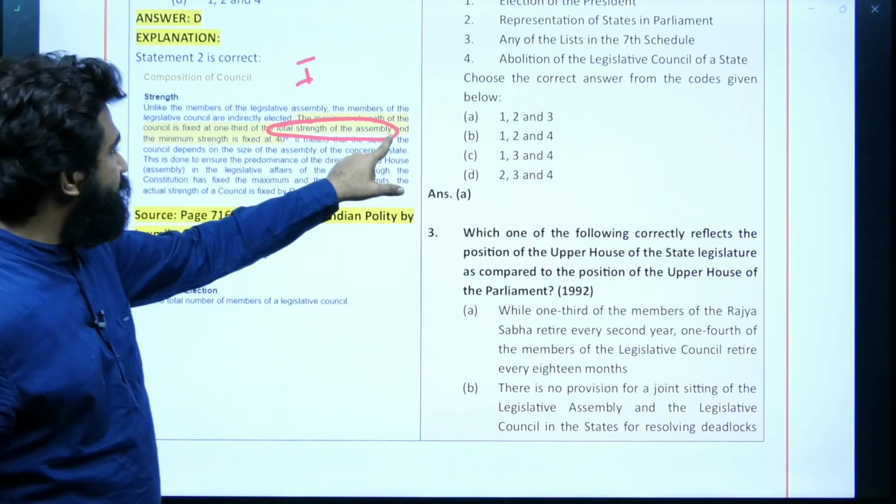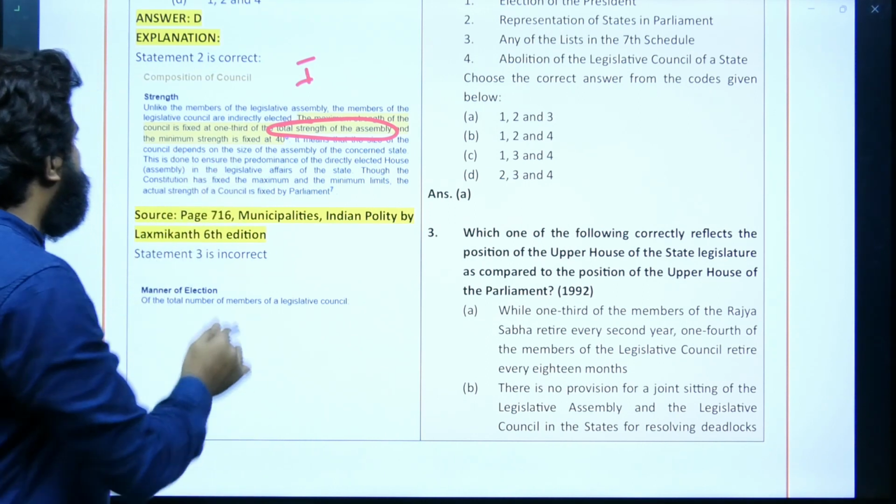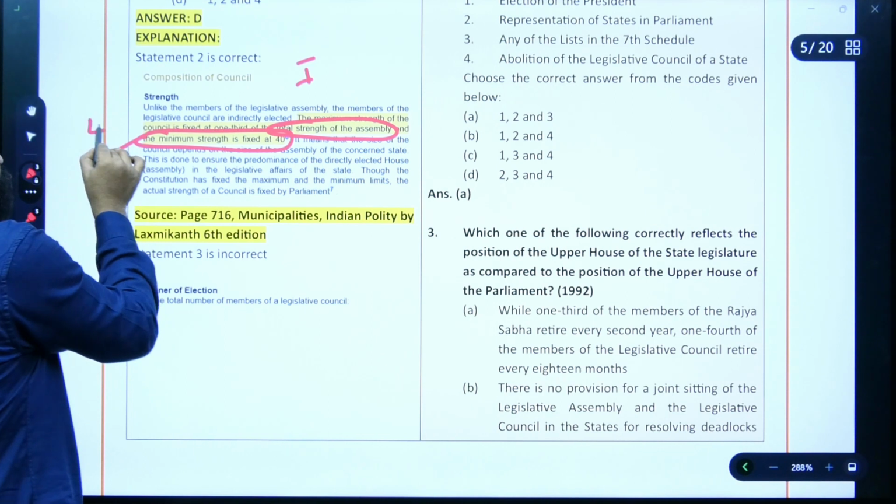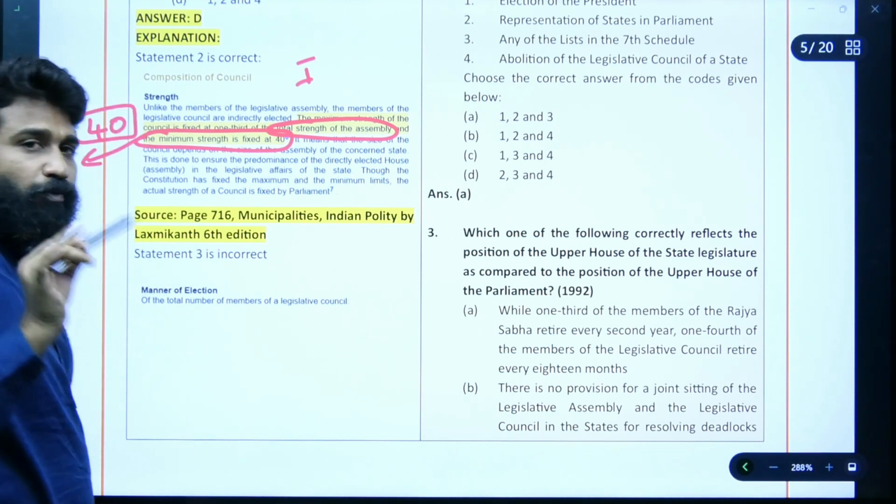This is about the total strength of the assembly, and the minimum strength is fixed at 40. This is also very important. The minimum strength for the legislative council is fixed at 40.